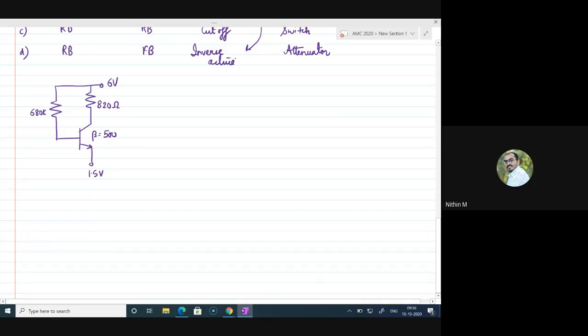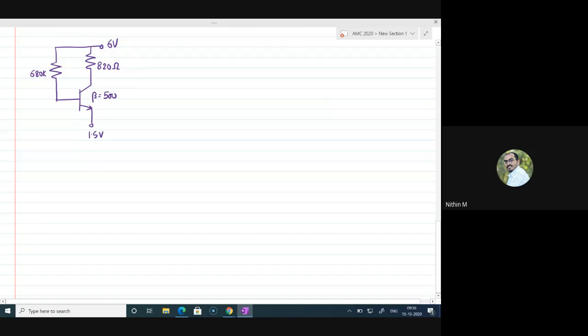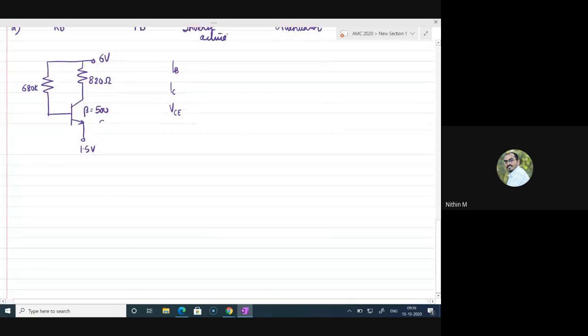Now the intention of giving the circuit is not to find the operation of this, because we are yet to discuss that. But what I want you guys to do is find the base current, find the collector current, and also find the VC voltage. Can you guys try out? So assume that this is a silicon transistor.